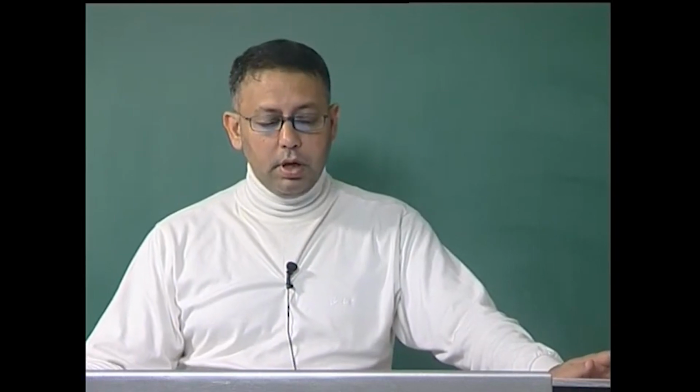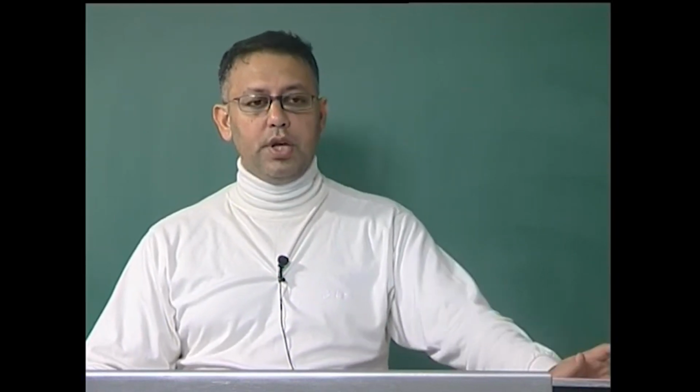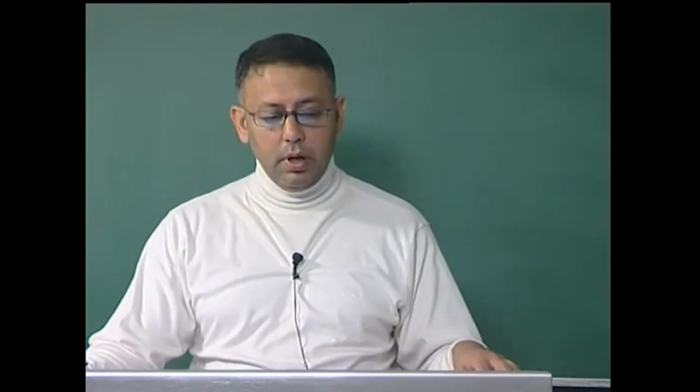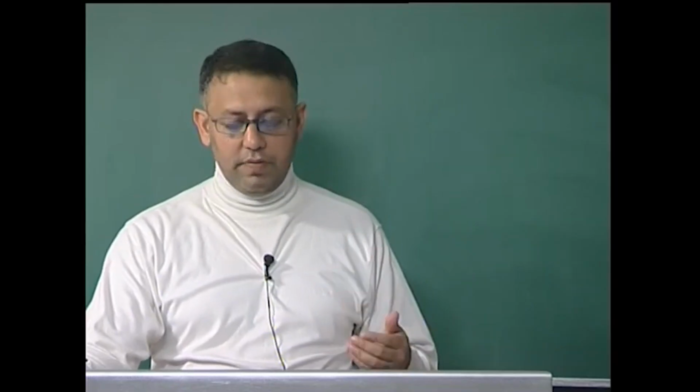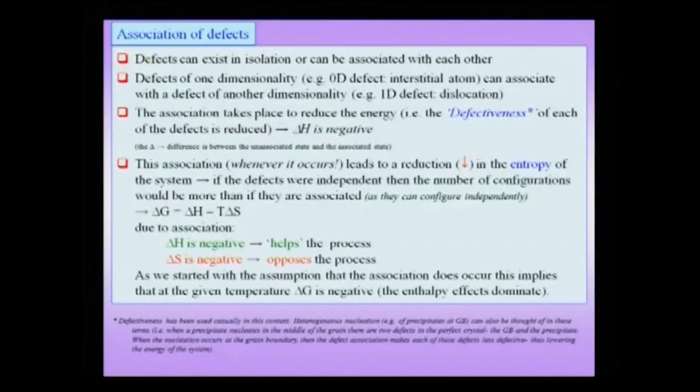Let us take up the next topic, which is extremely important, the concept of association of defects. We already considered one clear-cut example of interaction of defects, and that interaction of defects was the interaction of a dislocation line with a precipitate in the crystal. Now, in this example we are talking about association of defects. Defects can exist in isolation or they can be associated with each other, and to reiterate the important point, such a defect association can actually drastically alter the properties of a material.